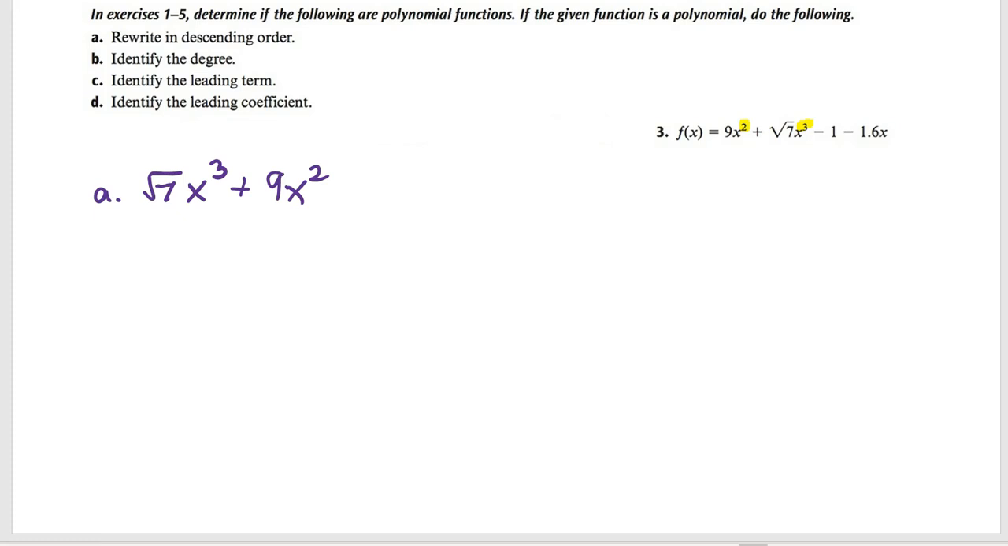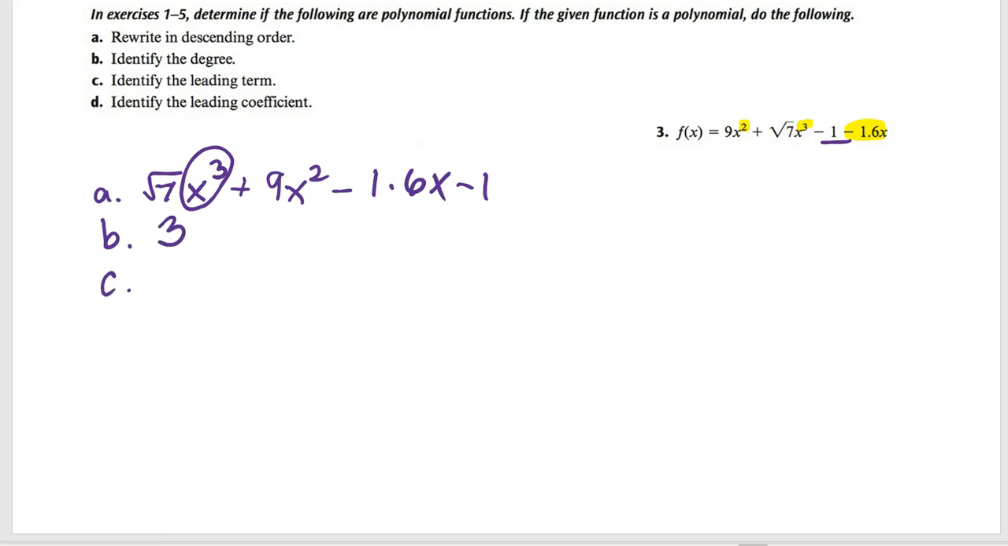Now our next highest exponent is a 1, and we don't typically put a 1, but we can see that it's just an x. And then our last term is our constant, which is minus 1. So this is descending order. It means that the exponents are getting smaller. Next, it says identify the degree. When we have one variable, we just want to look for the highest exponent. So this will be degree 3.